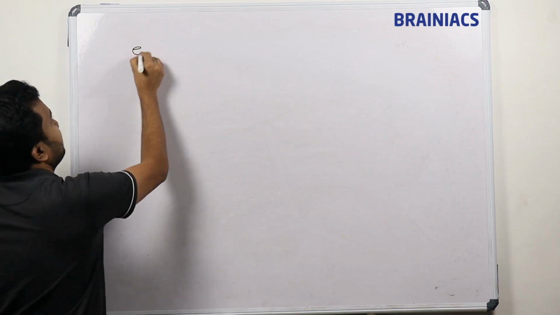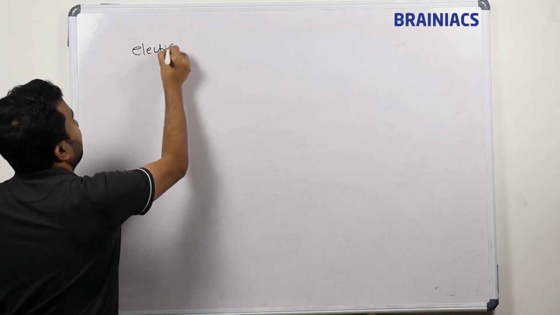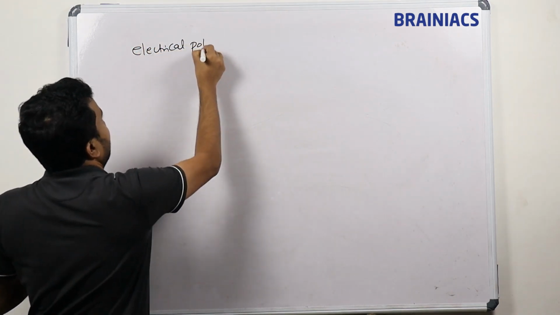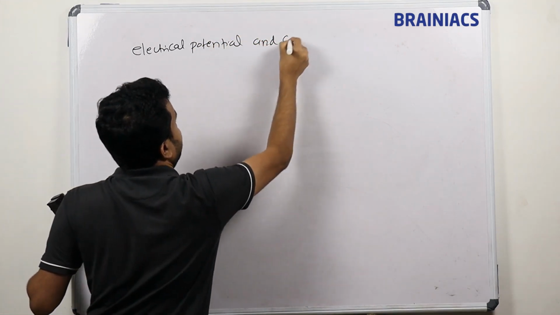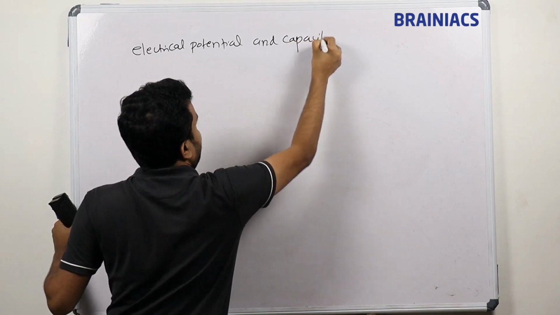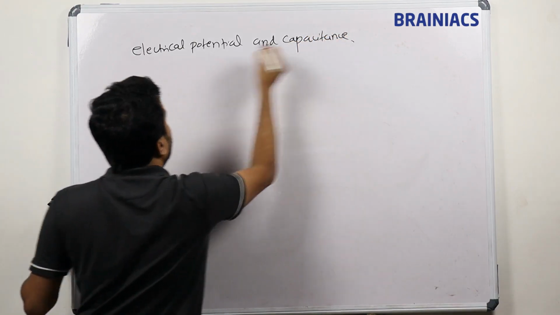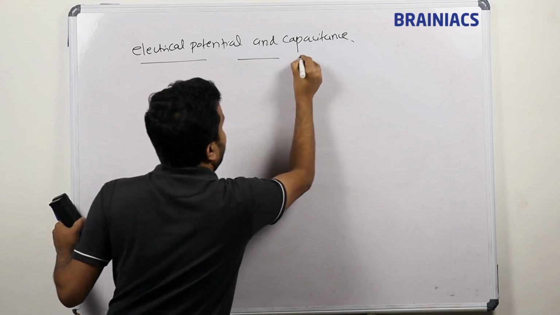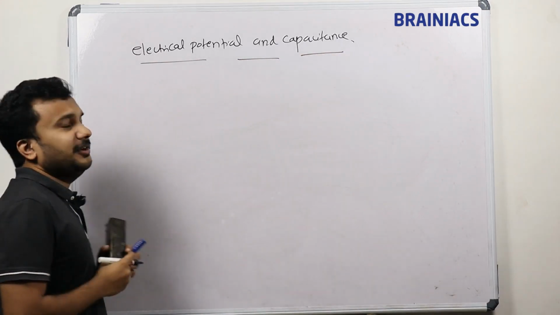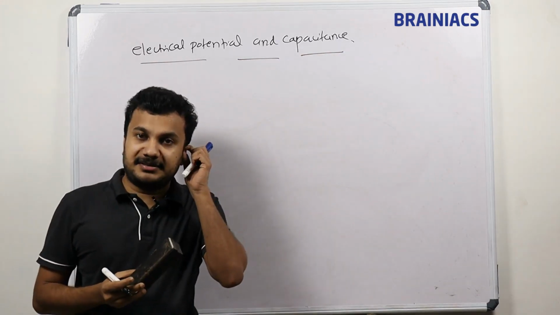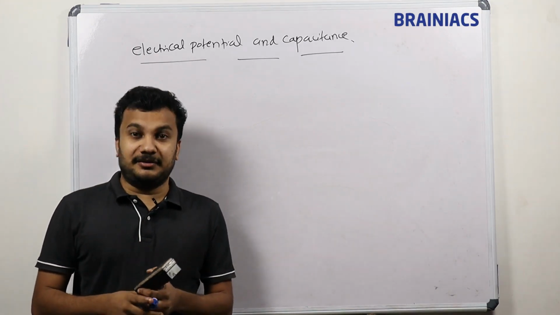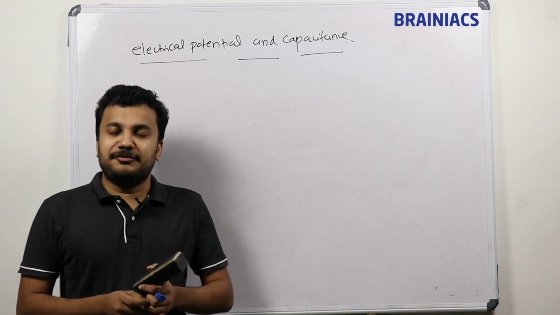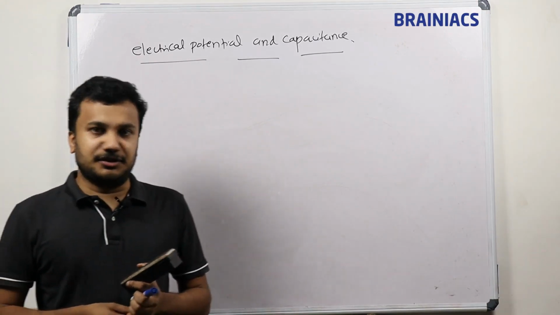So we'll move to the next chapter, which is called electrical potential and capacitance. Like electric charges and electric field, there is not much complexity in this chapter, but at the same time there are a lot of interesting things. They can introduce a lot of confusion when they ask questions.